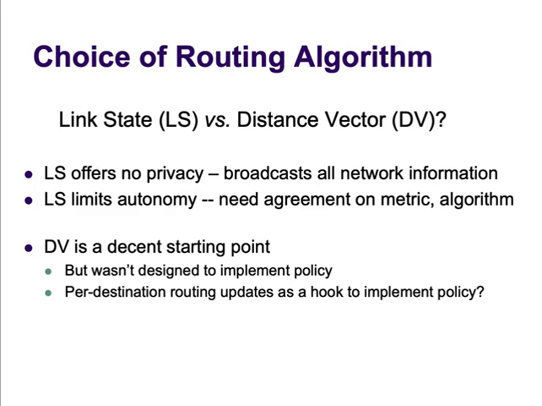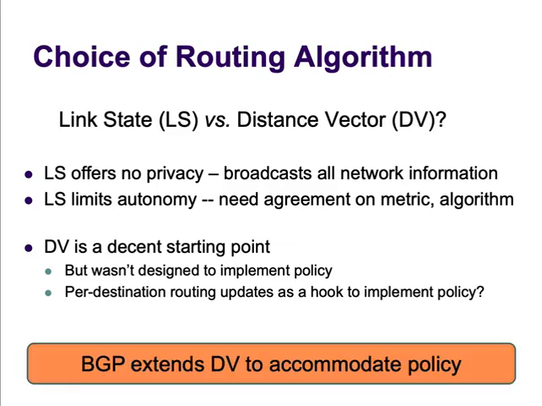The problem is it wasn't designed to implement policy. It was also doing least cost routing. The hook that we're going to exploit in distance vector to make it do what we want is the fact that distance vector works by advertising per destination costs or per destination path selection. That's going to be our hook, because it's going to allow us to say, on a per destination basis, I'm going to hear advertisements from other ASs, and on a per destination basis, I'm going to implement some kind of policy in which routes I pick. And I do it locally, I don't have to reveal it to everyone.